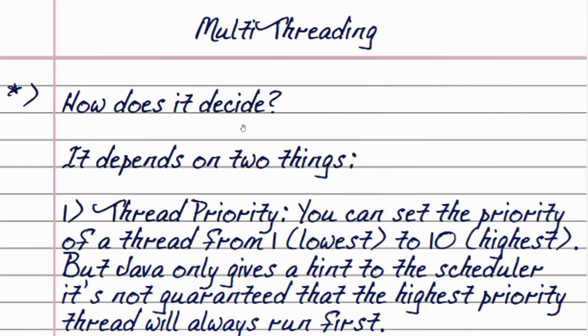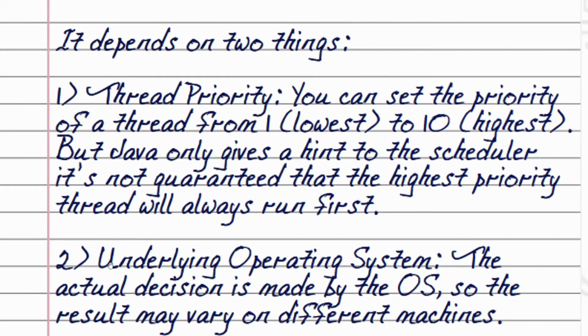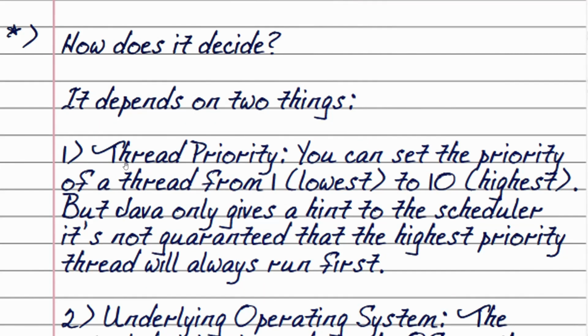So it depends on two things. The first is thread priority and the second is the underlying operating system. Now we will see thread priority first. You can set the priority of a thread from 1 to 10. If the thread has priority 1, then it has the lowest priority, and if the thread has priority 10, then it has the highest priority.